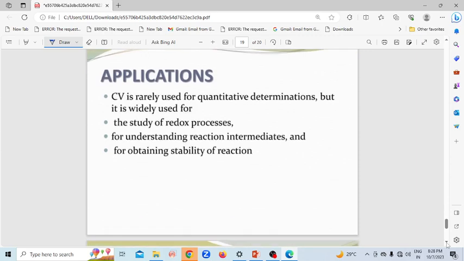Okay, so regarding application, CV is rarely used in quantitative determination, but it is widely used for qualitative study of redox processes. You can study redox processes very well, for understanding the reaction of intermediates. If intermediates are forming, then according to their oxidation state, the current will be different. So you can measure which oxidation states are there. On the basis of that, you can explain the mechanism of this reaction, and obtain the stability of the reaction. Okay, so it is very deep.